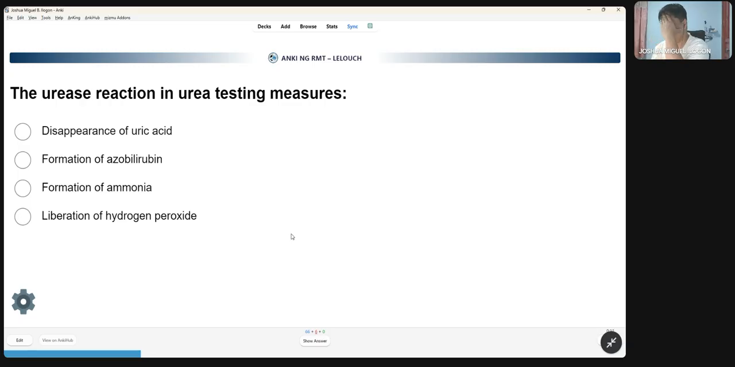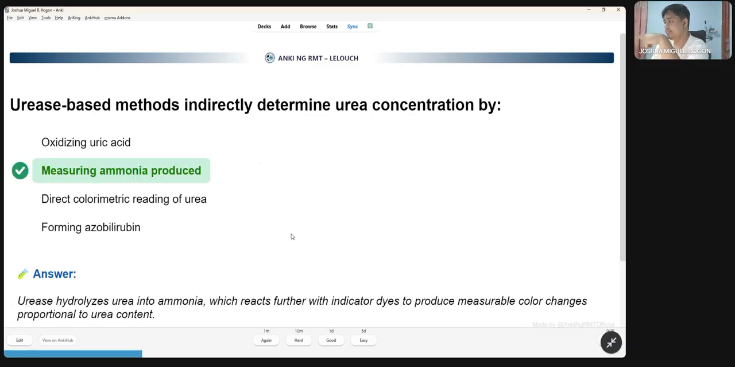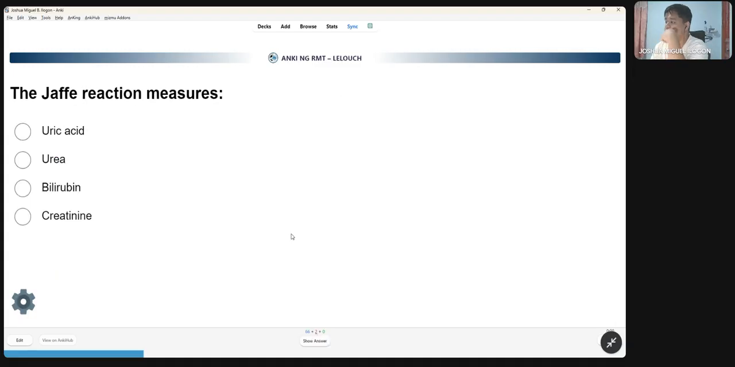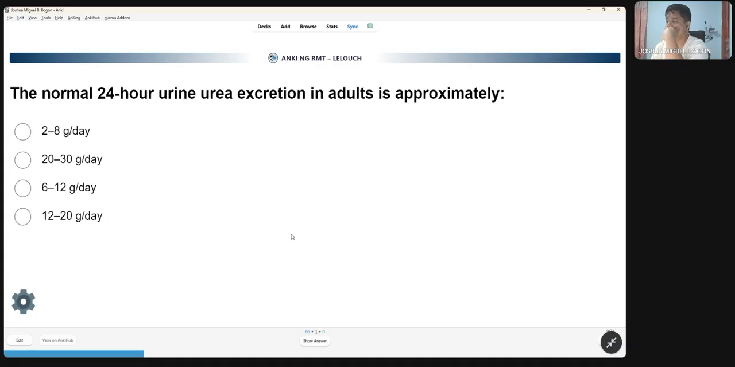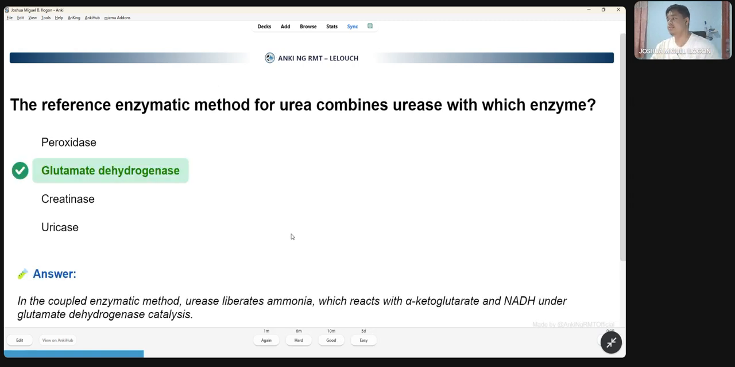Formation of ammonia. Okay, there's renal disease. If it's renal disease, normal ratio. The Jaffe reaction is for creatinine. Urine urea is 12 to 20 grams per day. Which enzyme combines the reaction? I think it's glutamate dehydrogenase. Yeah, it's just urease.